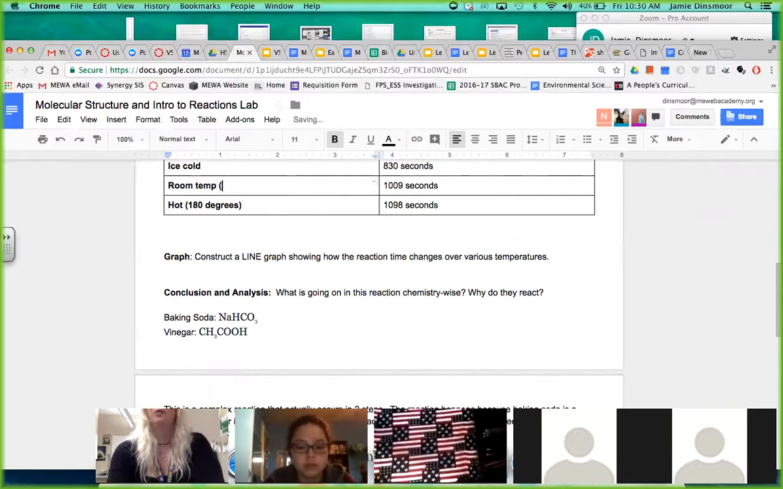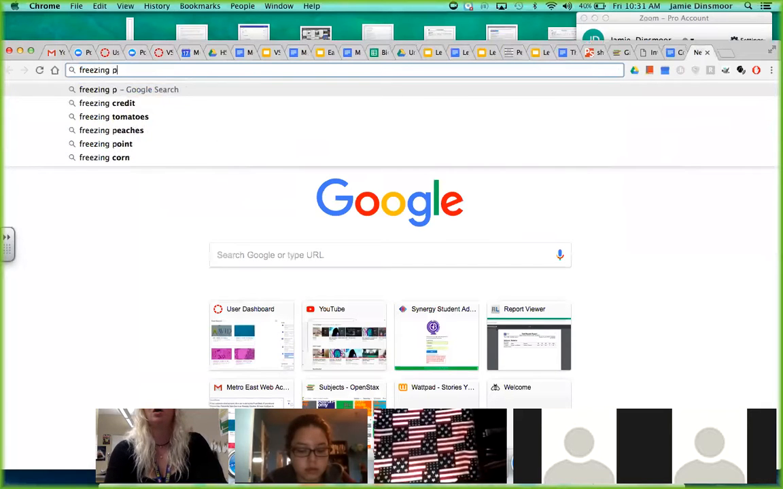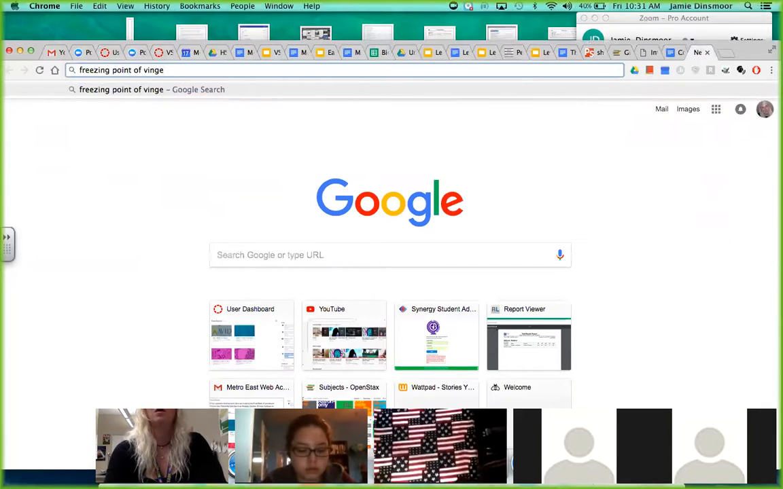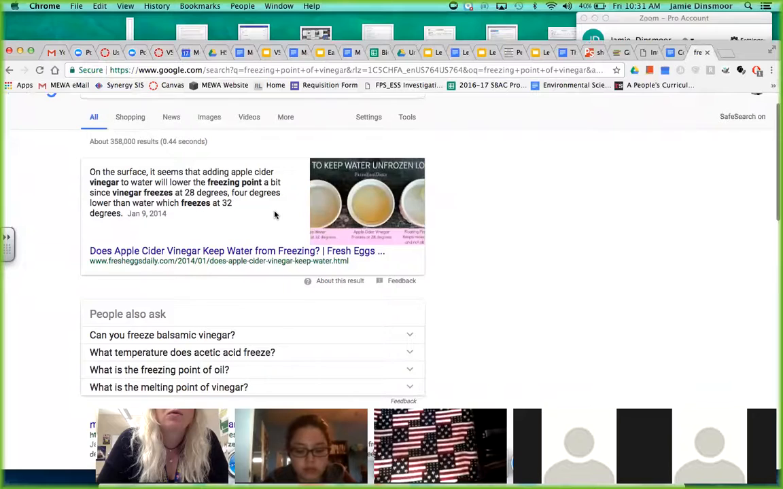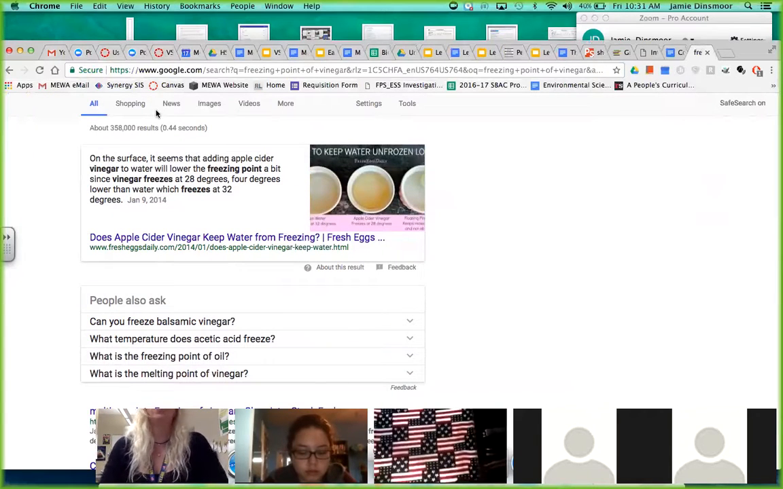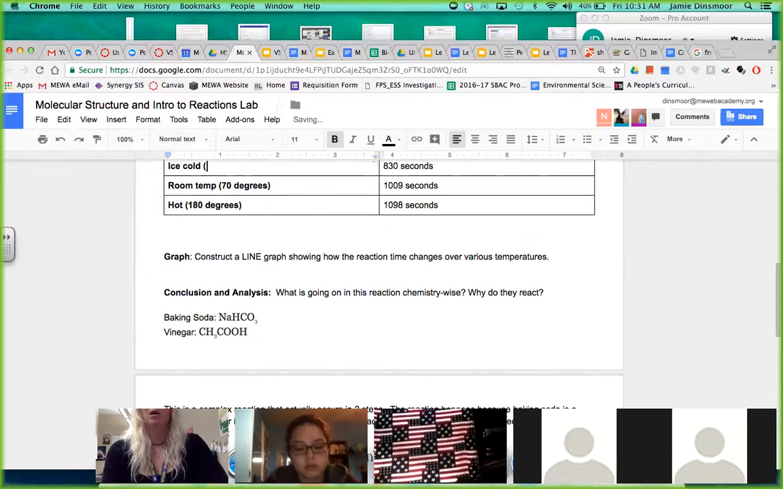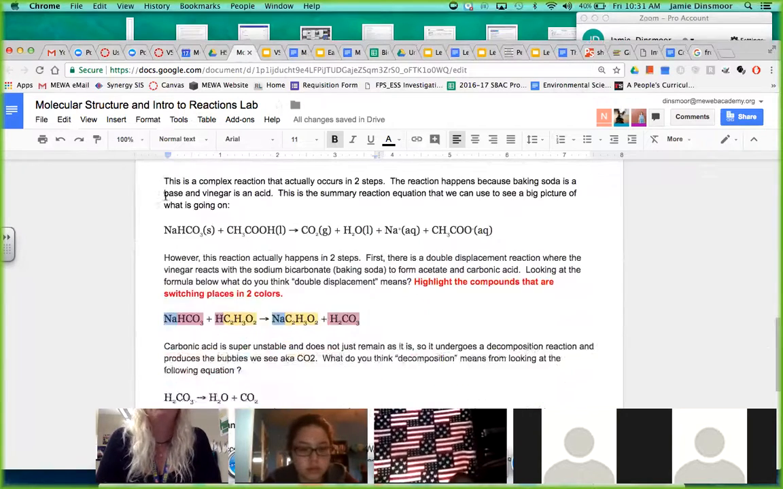Our room temp vinegar was around 75 degrees. Probably a little colder actually, 70 degrees. And our freezing vinegar, what's the freezing point of vinegar? Look at that, it's 28 degrees, 4 degrees lower than water. It's pretty cool. So 28 degrees because it was frozen there. All right, so those are our three temperatures in common terms and actual degrees there. That way you can do your graph.